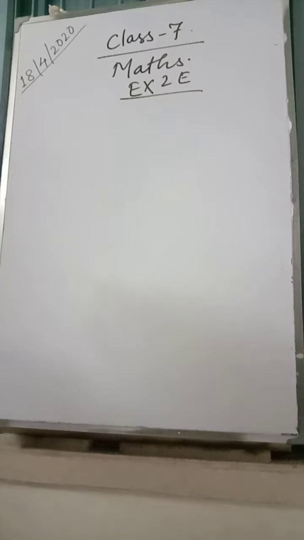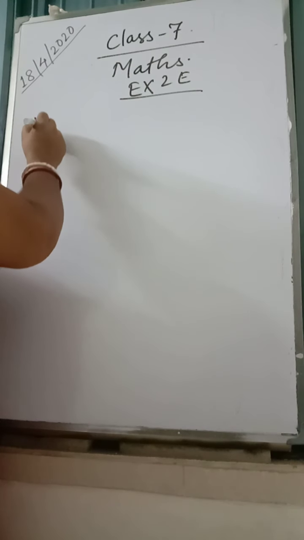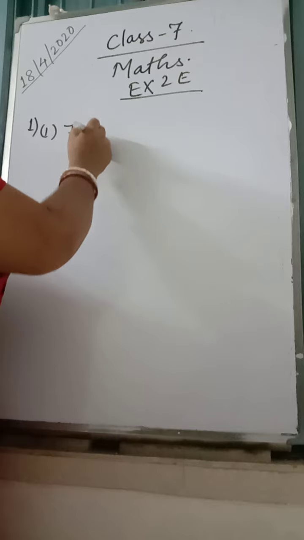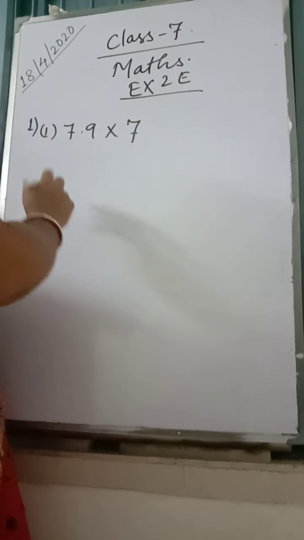Today we will be starting exercise 2E. Here we have multiplication and division of decimal numbers. Starting from the first one, this is multiplication. It is given 7.9 by 7. Multiplication is the same as a simple multiplication.